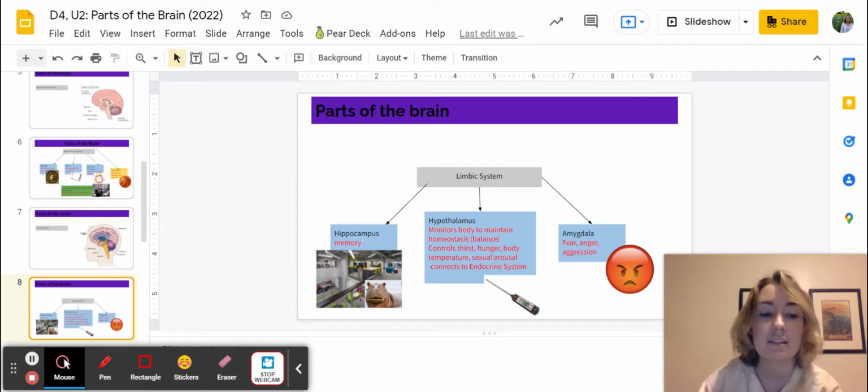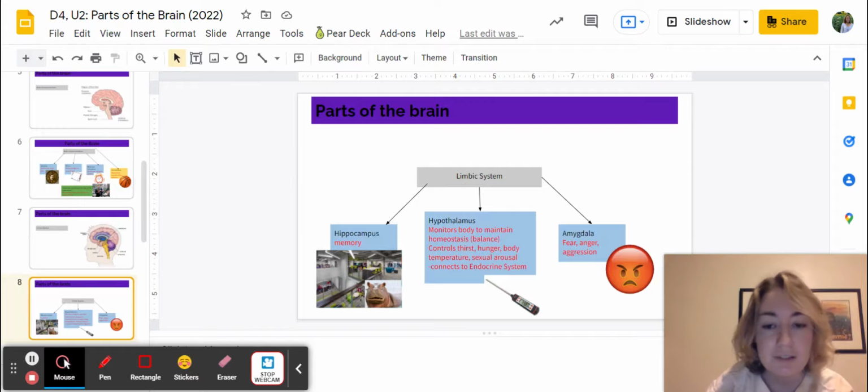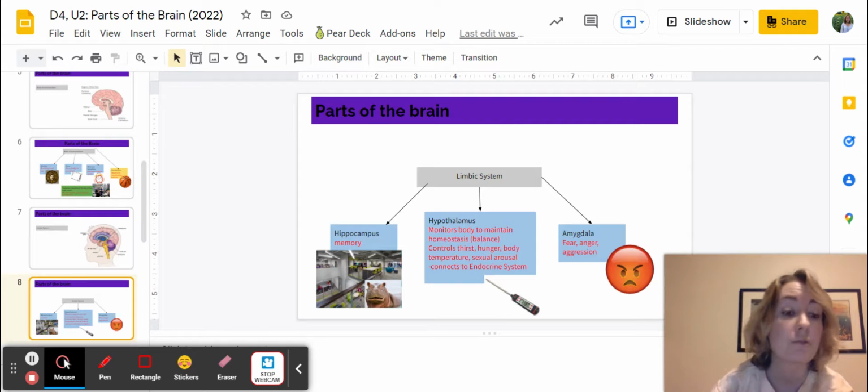Hippocampus is connected to memory. It does not store memories. This is not where the filing cabinet of memories are, but it helps process our memories when we're actually forming them and getting them ready to put into storage. Hippocampus is very important though, because if you damage that, you're going to see major problems in terms of memory loss or formation and being able to create new memories, etc.